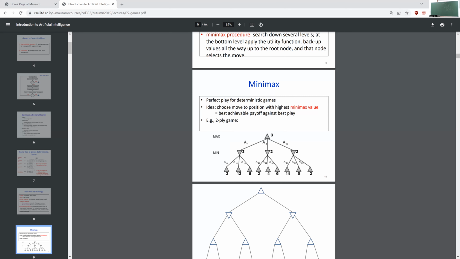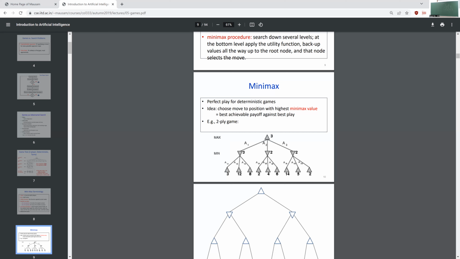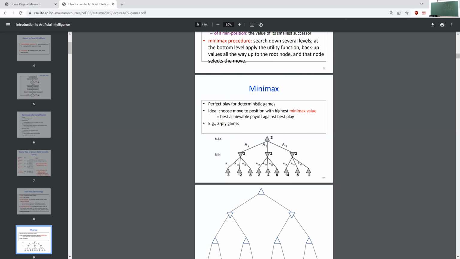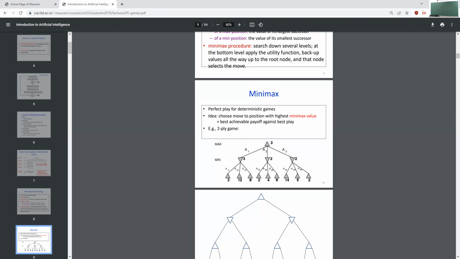Okay, let me try to clarify. In the leftmost min node, you have three possible choices. Your opponent has three possible choices of playing the game: A11, A12, A13. If it chooses A11, then the utility of the state that it goes to is 3. Similarly, if it chooses A12 and A13, the utility of the resulting state becomes 12 and 8 respectively.